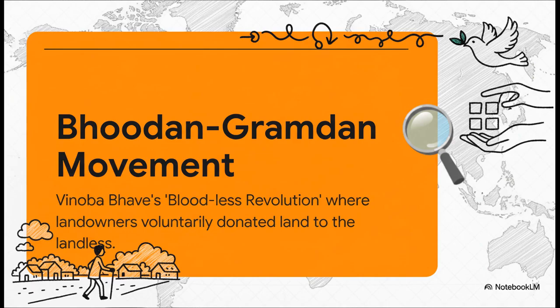Now we have to talk about something really special, the Bhudan Gramdan movement. It was a wonderful initiative started by a Gandhian named Vinoba Bhave. He literally walked from village to village and requested wealthy landowners to voluntarily give some of their land, that's Bhudan, or even whole villages, that's Gramdan, to the landless poor. It was such a peaceful and powerful idea that it's often called the bloodless revolution.